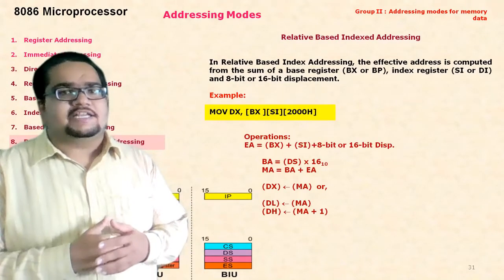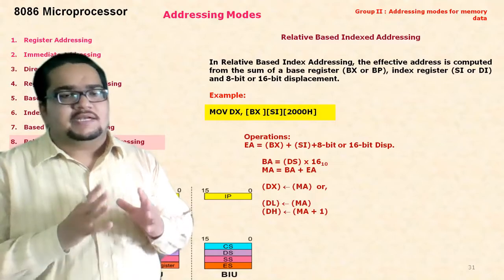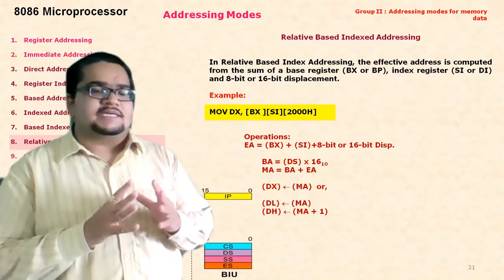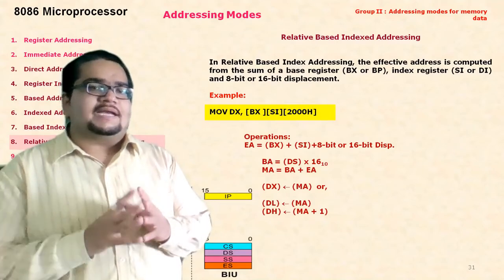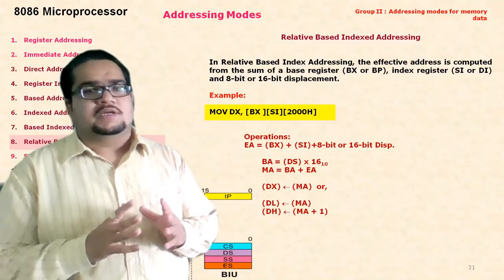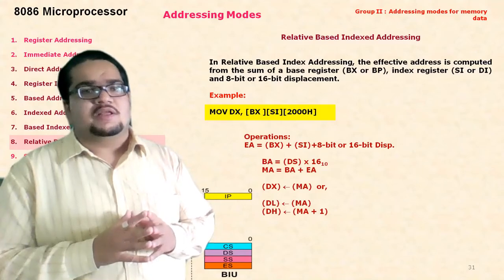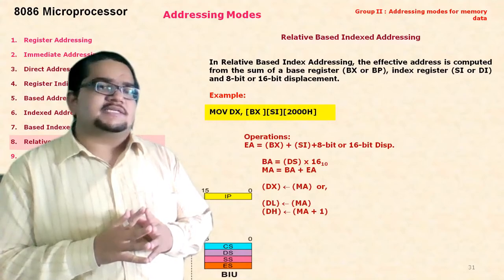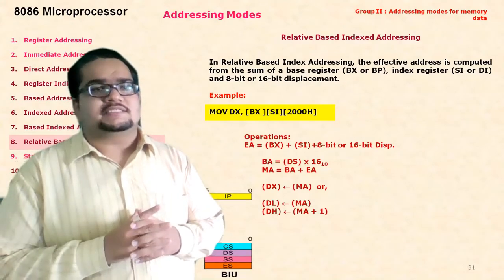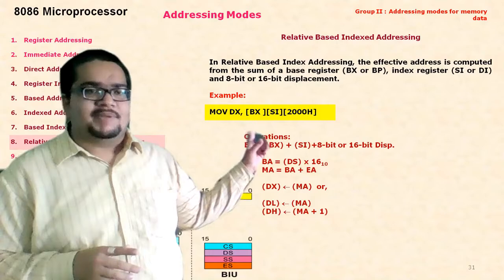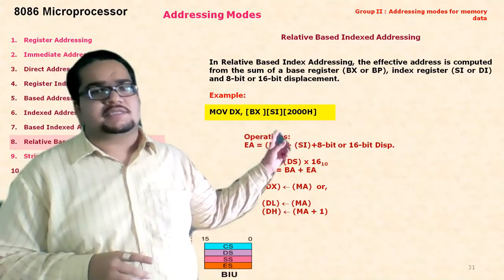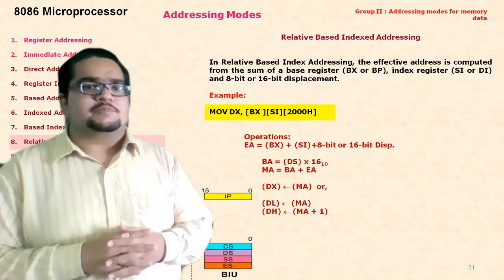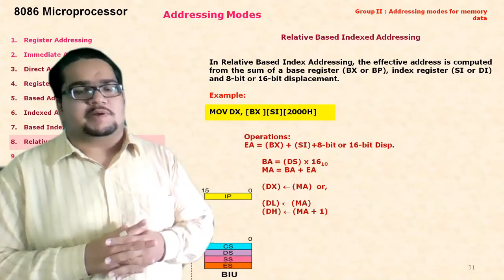Next is the relative based index addressing mode. It is again similar to the addressing mode just discussed, that is the based index addressing mode. One additional quantity is added into this instruction, which is used for calculating the effective address. In the relative based index addressing mode, the effective address of the data is computed by adding the content of the base register plus the index register and the displacement number. The displacement number here can be an 8-bit displacement number or a 16-bit displacement number.